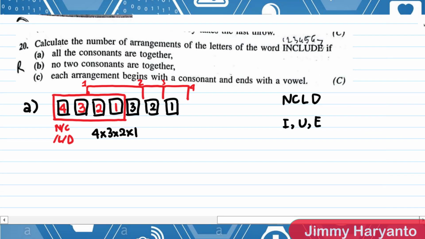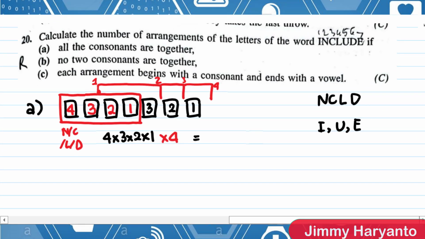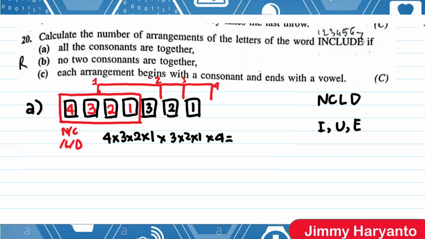Ya, ada 4, berarti ini dikali 4 lagi gitu. It's so hard to explain it like this ya. So there is 4 times 3 times 2 times 1 times 3 times 2 times 1 times 4. Ya, bisa juga kayak gini, tapi paling gampang ya finger method lah ya. So the answer will be 4 times 3 times 2 times 3 times 2 times 4, 576.